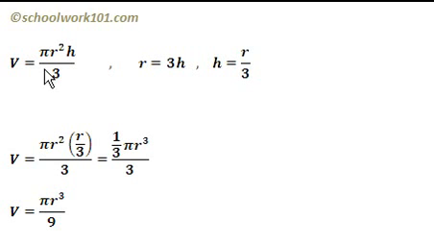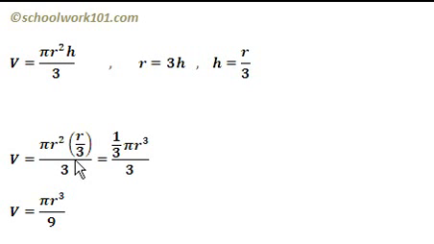But anyway, now they gave us a relationship. They said that the radius was 3 times the height. So what you need to do is write this out: the radius is 3 times the height. And then we're going to get this thing all in terms of r. So we're going to replace this h and get everything in terms of r here. And so we solve for h in this problem. So h is equal to r over 3. And then we take this r over 3 and plug it into the h right here, as you can see.